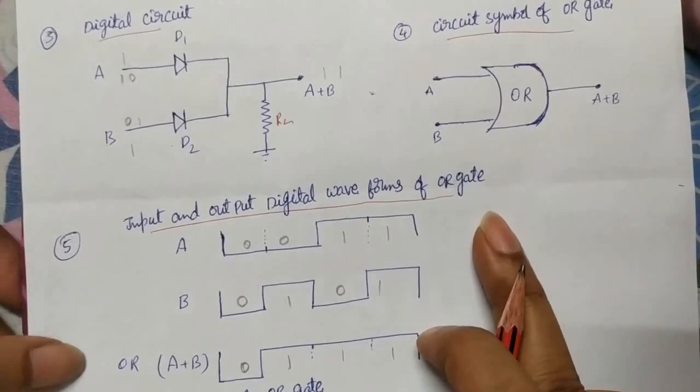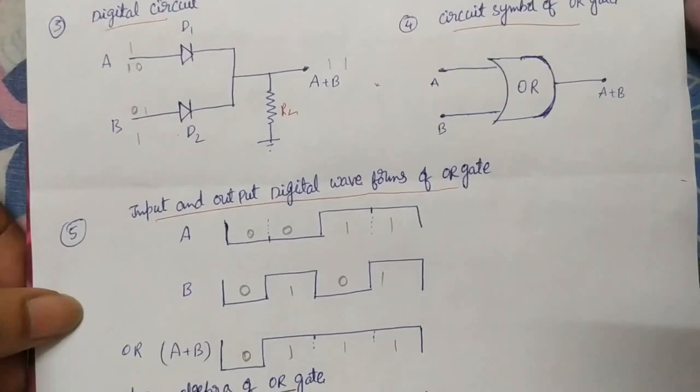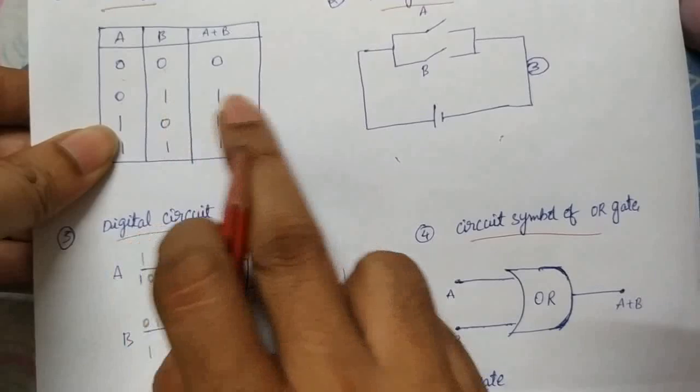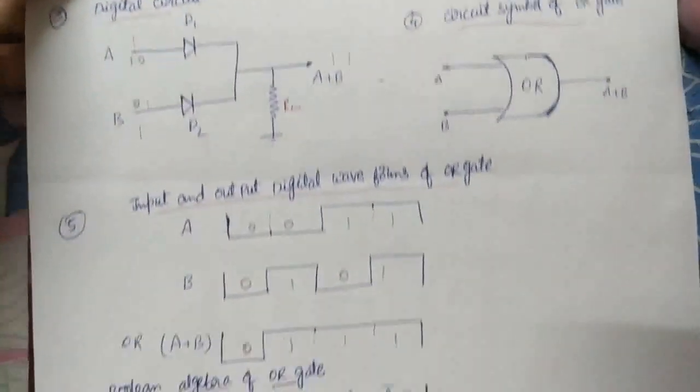And some operations we'll see. Boolean algebra for the OR gate we'll see. 0 plus 0, here only we discuss. 0 0, what do you get? 0 only. 0 1, 1; 1 0, 1; 1 plus 1, 1 only we get. Like this we can write.